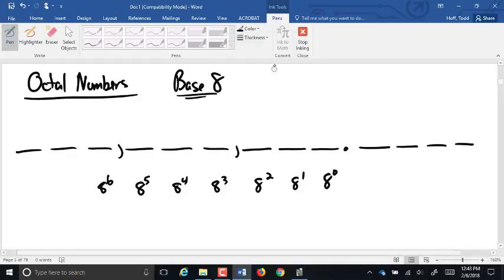Well, what is 8 to the power of 0? 1. 8 to the power of 1? 8. 8 squared? 64. 8 to the power of 3? 512. 8 to the power of 4? 4,096. 8 to the power of 5?